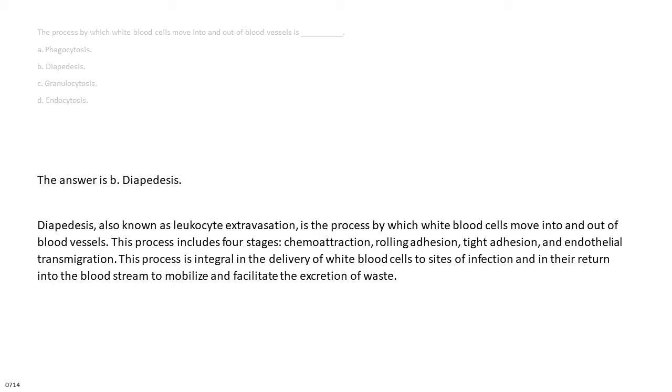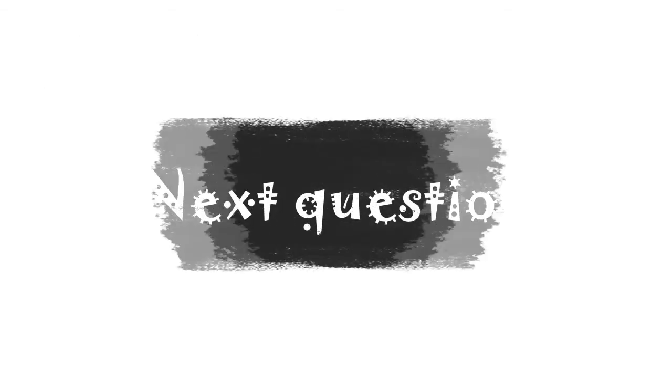Diapedesis, also known as leukocyte extravasation, is the process by which white blood cells move into and out of blood vessels. This process includes 4 stages: chemotaxis, rolling adhesion, tight adhesion, and endothelial transmigration. This process is integral in the delivery of white blood cells to sites of infection and in their return into the bloodstream to mobilize and facilitate the excretion of waste.